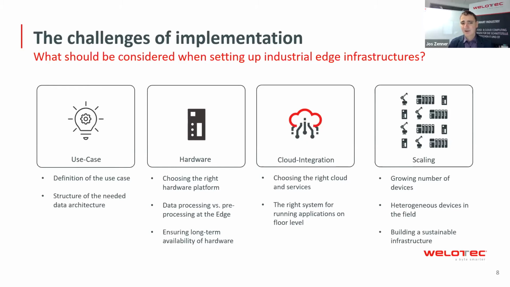At the beginning, we need to have a computing platform that allows you to have enough resources for your existing use cases, but also for potential new use cases. So you need to scale the right hardware. You need to understand if you want to do full data processing at the edge or just pre-processing. And you also need to check if the hardware is long-term available, so that you can have the same devices in your machines and production plants over time.